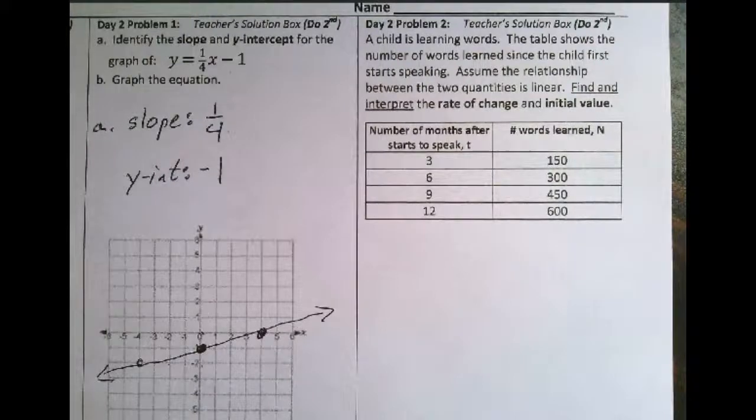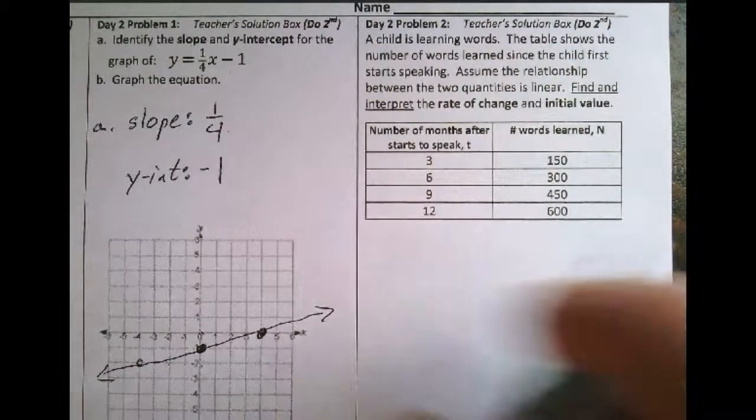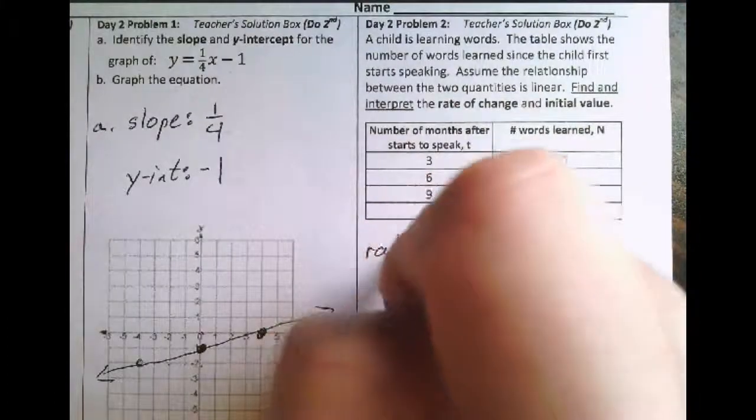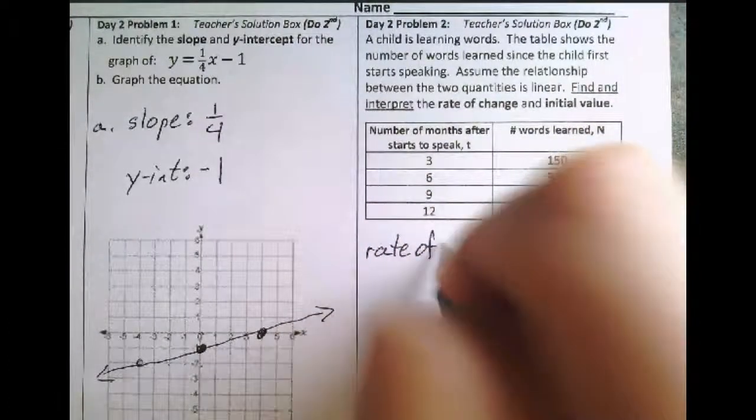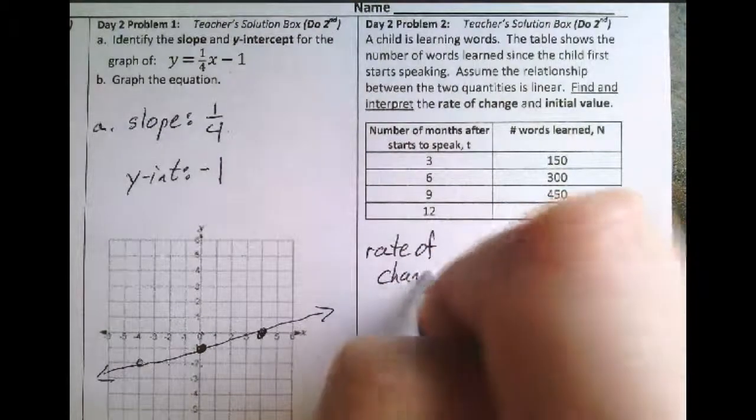Now day 2, problem 2. A child is learning words. The table shows the number of words learned since the child first starts speaking. Assume the relationship between the two quantities is linear. Find and interpret the rate of change and the initial value. So let's find the rate of change first. How quickly is the child learning new words?